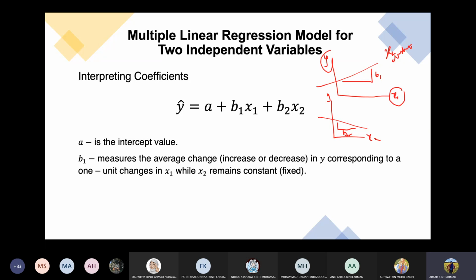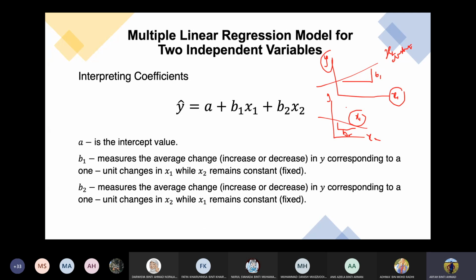Okay. Sama juga untuk X2. So bila X1 remain constant, apakah perubahan dalam X2 terhadap Y? Kalau X2 naik, Y menaik atau turun. Kalau X2 turun, Y menurun atau menaik. Dalam masa yang sama, X1 tu constant, tak berubah. Okay. So this is how we interpret the value of B1 and B2. Measure the change, average change, whether it is increase or decrease in Y, corresponding to a 1 unit change in X2 while X1 remains constant. Okay. So itu adalah yang dimaksudkan dengan coefficient for B1 and B2.